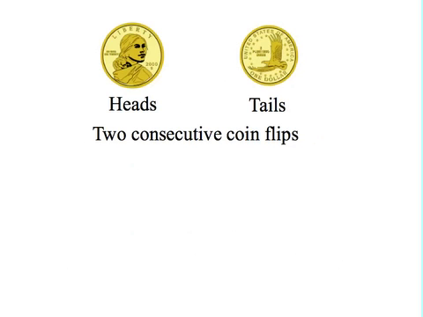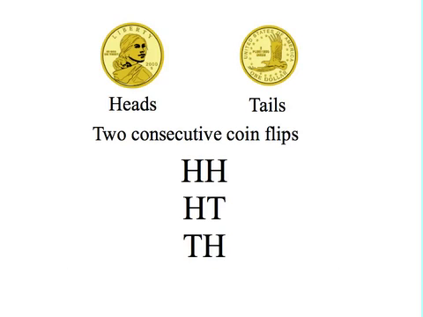Now let's flip a coin twice, 2 consecutive coin flips. One outcome is heads followed by another heads. Or it could be heads followed by tails. Or tails followed by heads. Or tails followed by tails. 4 possible outcomes when flipping a coin twice.